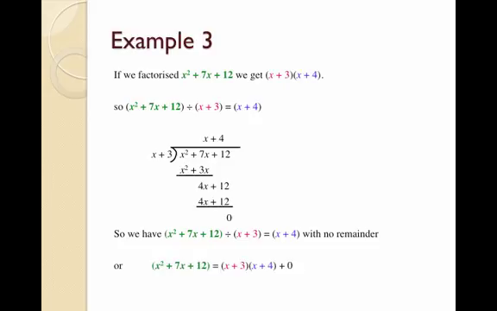This can also be written as the polynomial x squared plus 7x plus 12 equals the multiplication of x plus 3 and x plus 4, plus a 0 remainder. This is how all divisions can be written. The dividend equals the divisor multiplied by the quotient plus the remainder. Those words will be used quite often in this video.